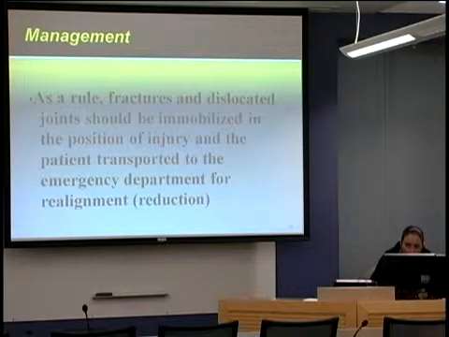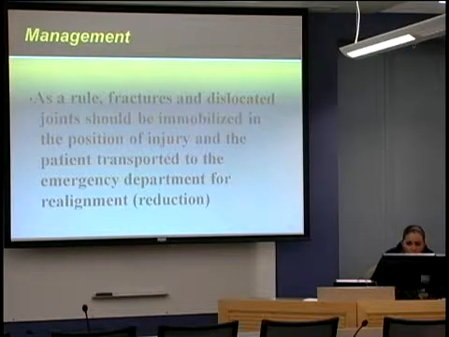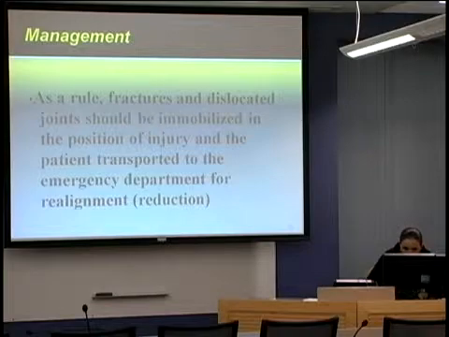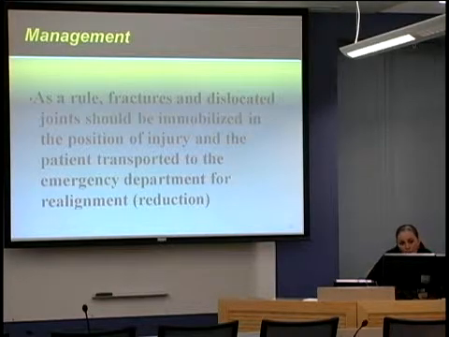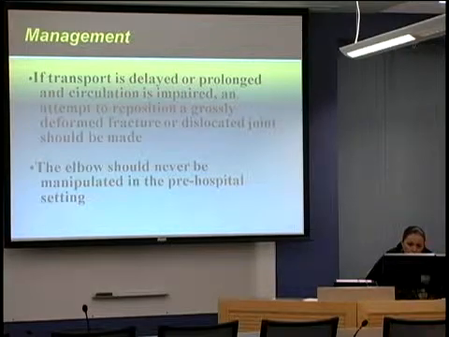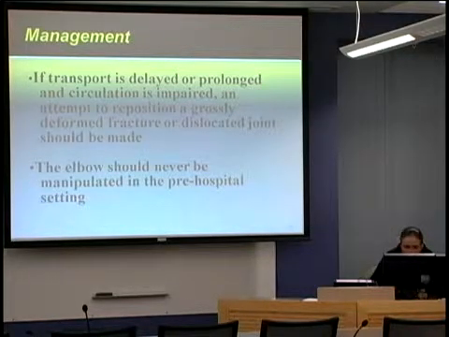As a rule, fractures and dislocated joints should be immobilized in the position of injury and the patient transported to the emergency department for realignment or reduction, as we call it. If transport is delayed or prolonged and circulation is impaired, an attempt to reposition a grossly deformed fracture or dislocated joint should be done. You have only one attempt to do it. The elbow should never be manipulated in the pre-hospital setting.